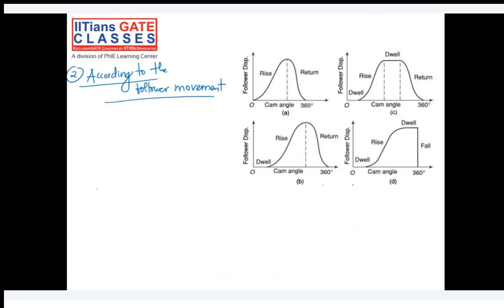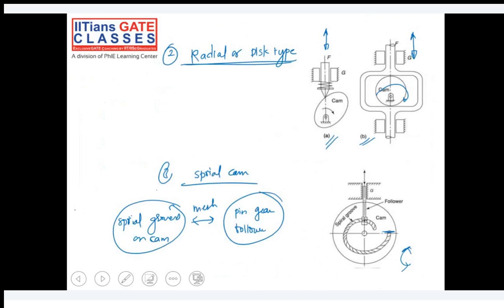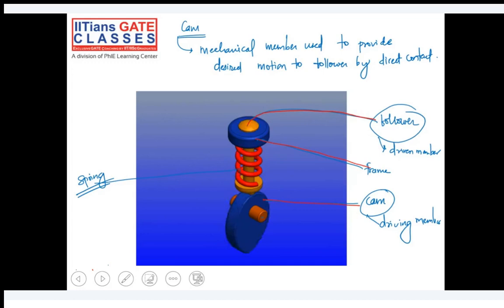First type is RRR. Second type is DRRD. And third type is DRDRD. Okay, let's try to understand them. Let's study this simple figure, or let's understand this animation. What we are seeing, the follower is rising and then lowering. It's coming down. It's rising and returning, right?